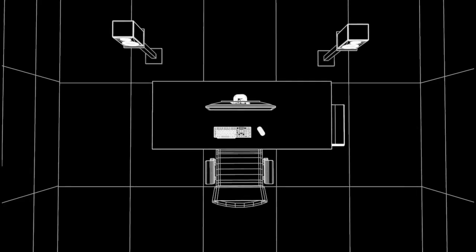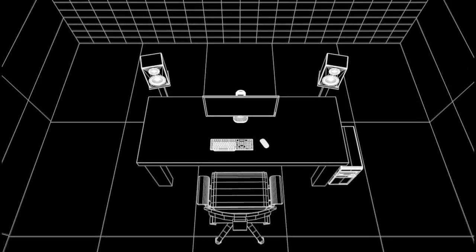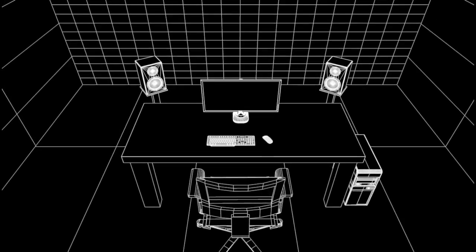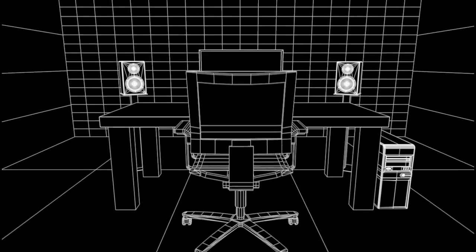It's recommended that you set up your monitors in an equilateral triangle. If you are 4 feet from your monitors, they should be about 4 feet apart. Now, this doesn't have to be exact. In fact, a lot of people feel that a wider spacing of the monitors works a little bit better.